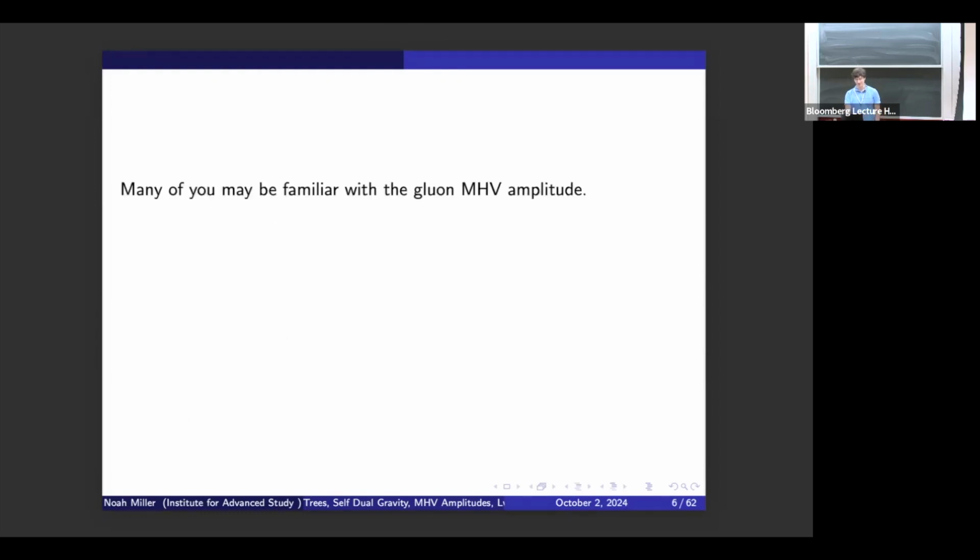So many of you may be familiar with the gluon MHV amplitude, which has a nice expression from the Parke-Taylor formula. Here is the color ordered amplitude. So the amplitude will be the sum of traces of permutations of the algebra generators. And here's one such color ordered amplitude. And it's notably very simple. If you want to sum it, even say 5 or 6 loops, it'll be a very complicated computation, many hundreds of diagrams, and it just simplifies down to this.